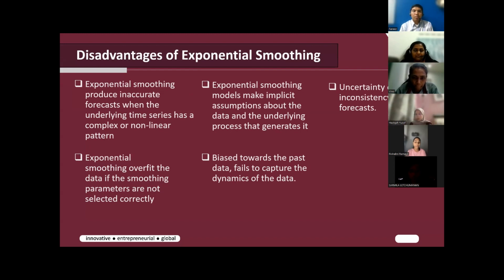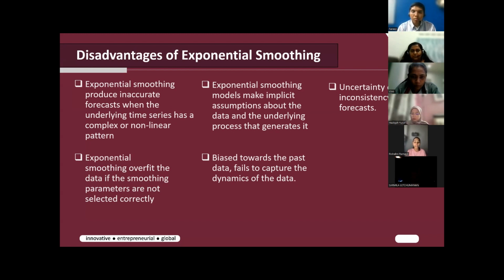Okay, there are some disadvantages of exponential smoothing. One of the main drawbacks is that it is limited by its simple structure and assumptions. So exponential smoothing produces inaccurate forecasts when the underlying time series has a complex or non-linear pattern.